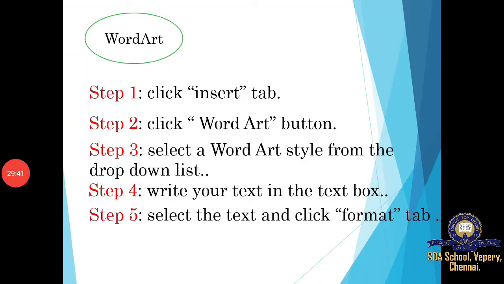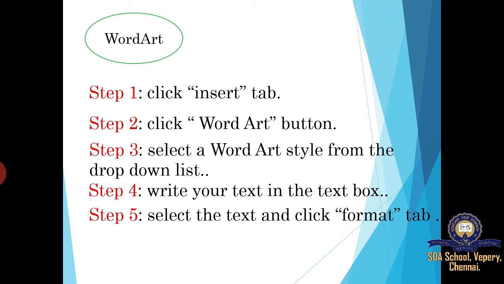Then we saw about word art. The first step is click the Insert tab. Second, click the Word Art button. In that Insert tab, we have many options. From that we'll choose the Word Art button. When we click on the Word Art button, it shows many styles and many colors from the drop down list. Select any one of the word art styles from the drop down list.